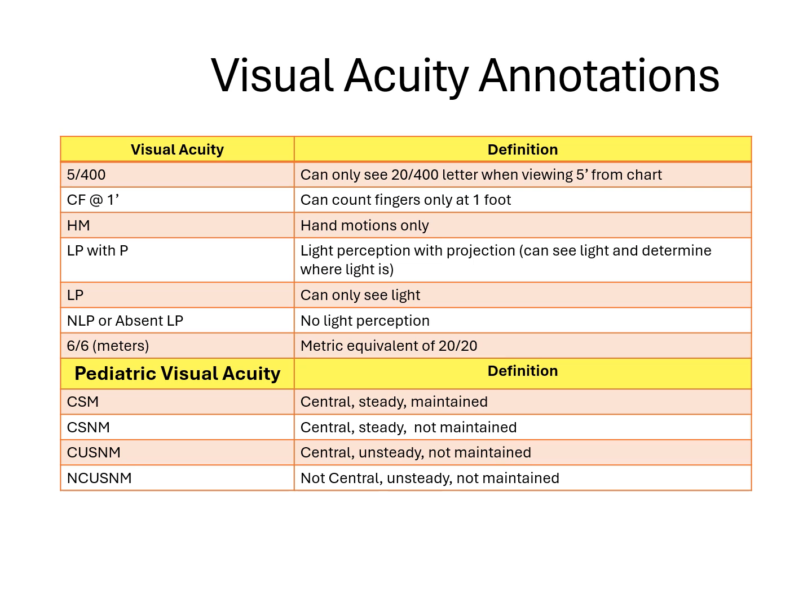For pediatric visual acuities, you're going to notate whether the patient has central, steady, and maintained vision, which is annotated CSM, whether it's central, steady, and not maintained, central, unsteady, and not maintained, or not central, unsteady, and not maintained.